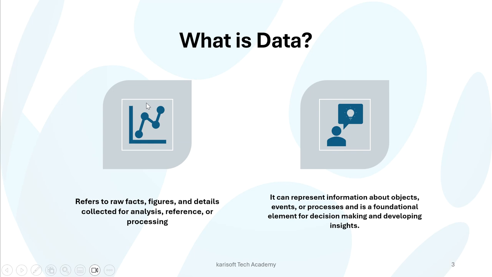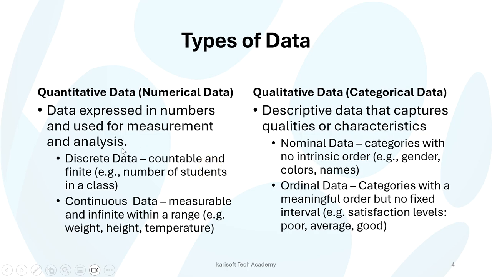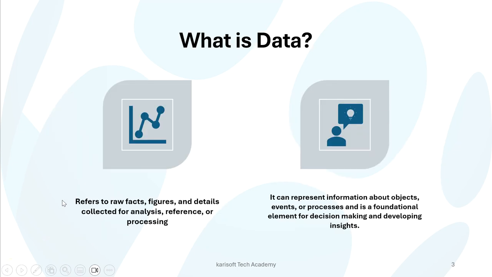What is data? Data refers to raw facts and details collected for analysis and reference. All right, that is data. So they are raw facts. They are unprocessed. They are unorganized. They're like bare bones. So that's what data is.